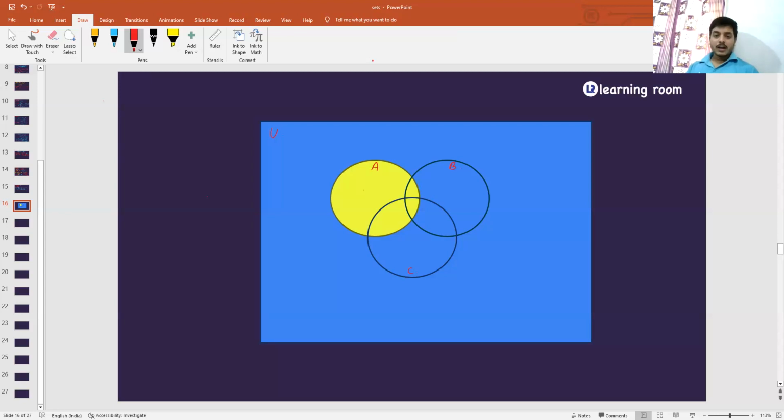Everyone will answer. Tell me, what is this part? A intersection B. What is this part? B intersection C. And what is this part? A intersection C. And what is this part, the shaded part? A intersection B intersection C. Exactly. And A intersection B intersection C, that is common in all 3 of them.